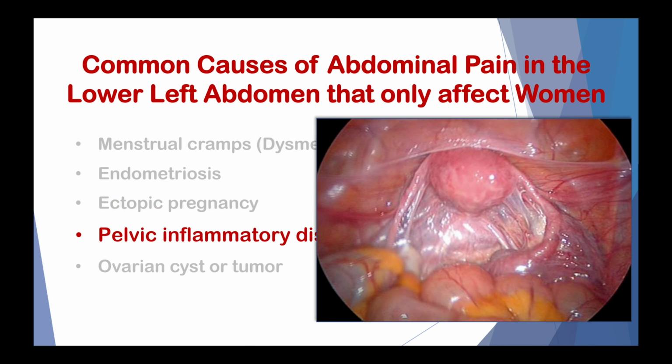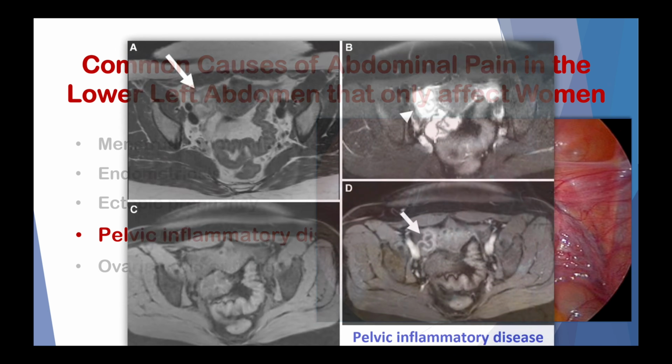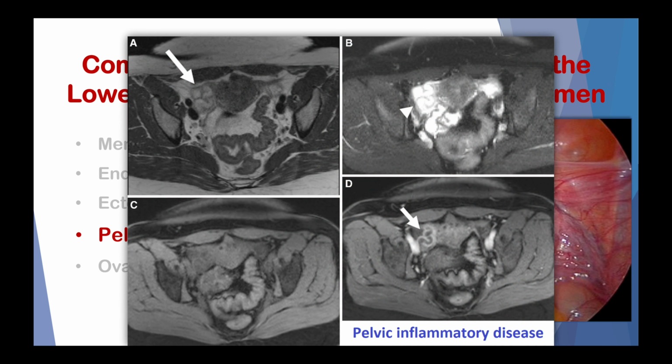Pelvic inflammatory disease, PID. Pelvic inflammatory disease is an infection of a woman's reproductive organs. It's usually caused by a sexually transmitted infection. PID symptoms may include longer, heavier or more painful periods, pain in your belly, being very tired, fever or chills, bad smelling vaginal discharge, and pain with sexual intercourse.